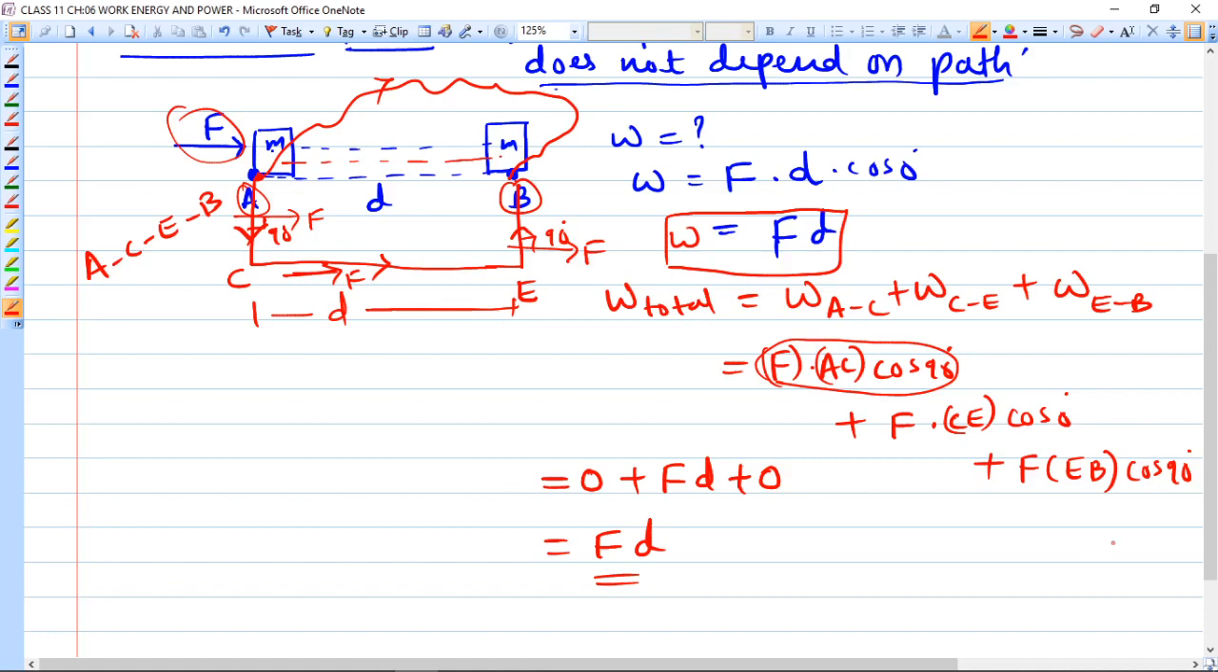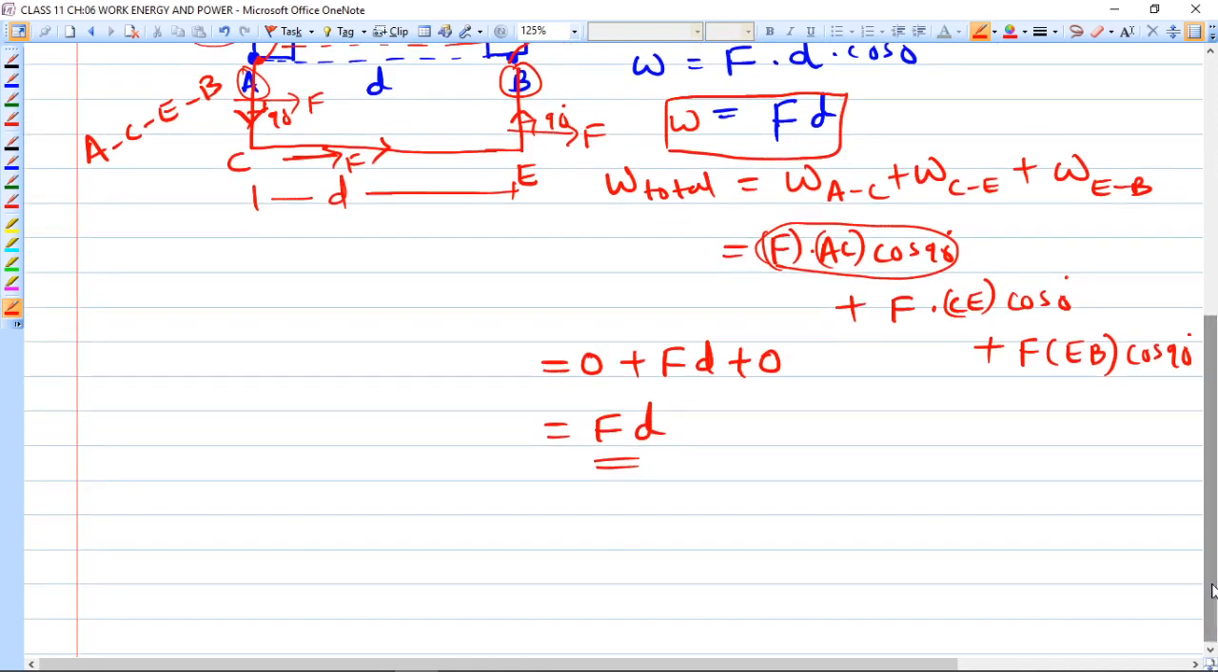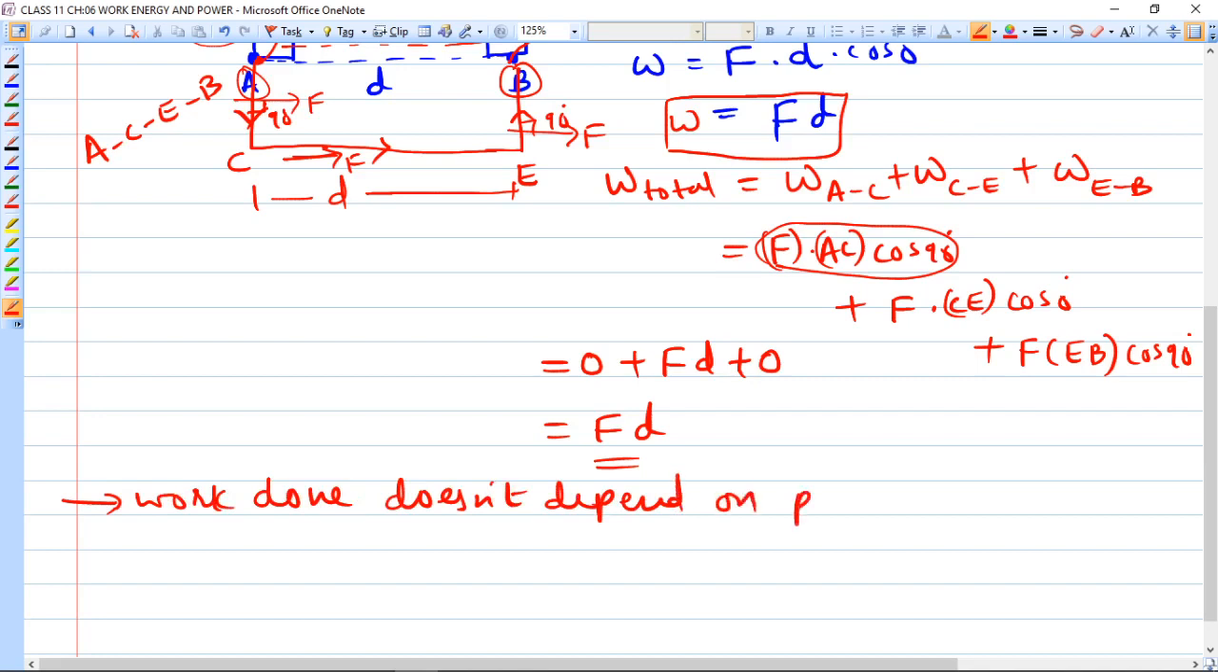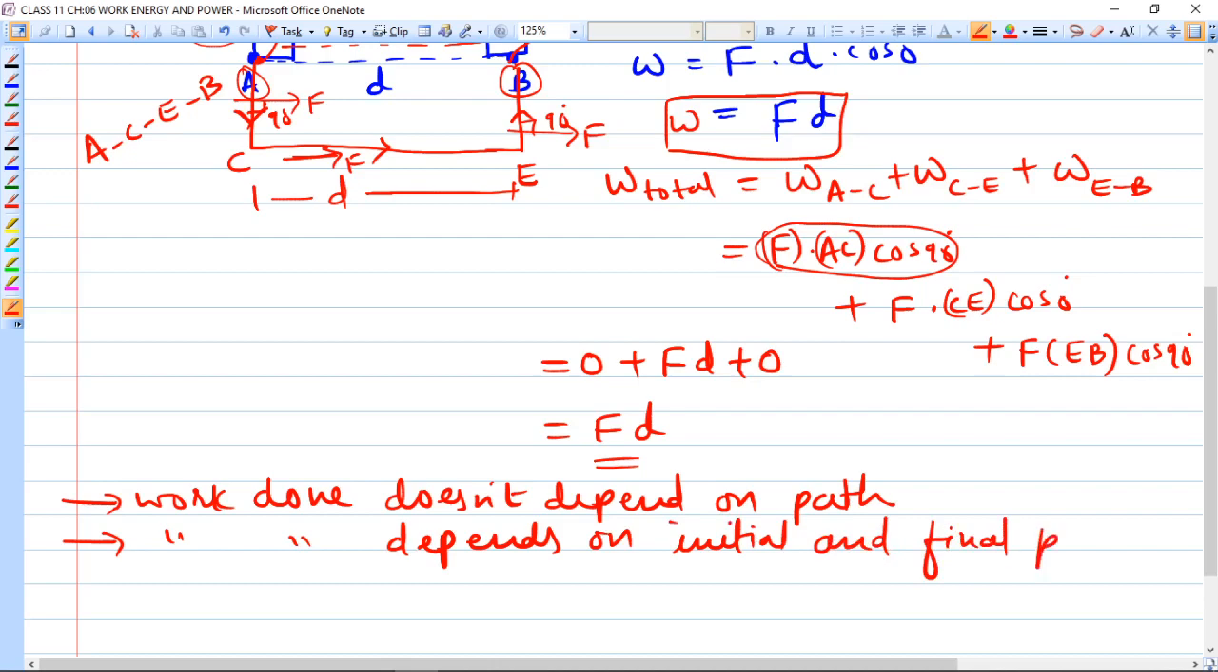Work done is the same means what? That work done does not depend on path. Or what you can say, work done depends on the initial and final position. Can you say like this?